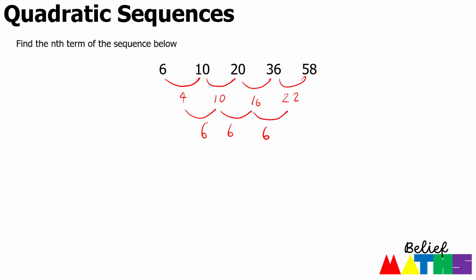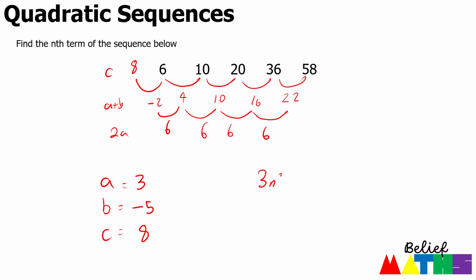But in this one I'll just show you one method, which is what I like to call the step back method. 4 take away 6 is negative 2. And then here, being careful with our negatives, 6 take away minus 2 gives us 8. Then we have to remember C, A plus B, and 2A. So now we need to figure out A, B, and C. Well, 2A is 6, so therefore 1A is 3. 3 plus something gives me minus 2. Well, that's 3 take away 5 gives me minus 2. And then C equals 8. So then my nth term is 3n squared minus 5n plus 8.